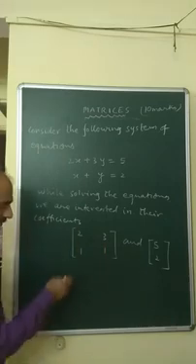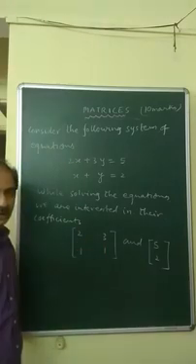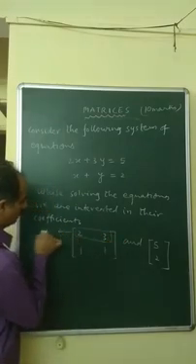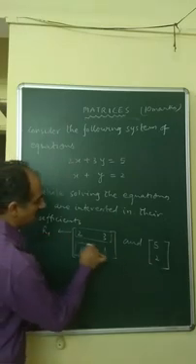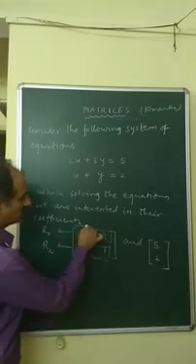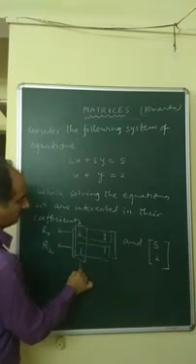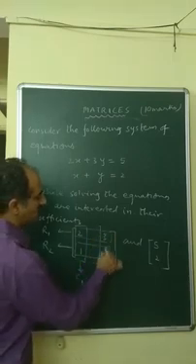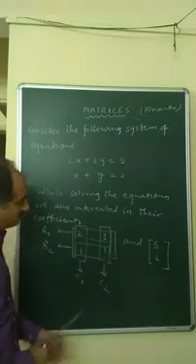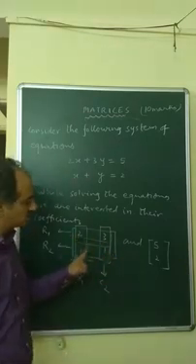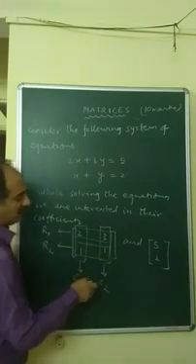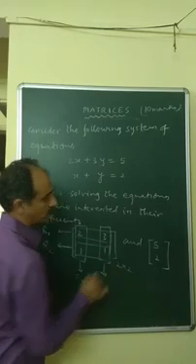In a matrix there are rows and columns. This is called the first row, row 1. This is called the second row, row 2. This is called the first column, C1, and this is called the second column, C2. So this matrix has 2 rows and 2 columns. So the order of this matrix is 2 cross 2.